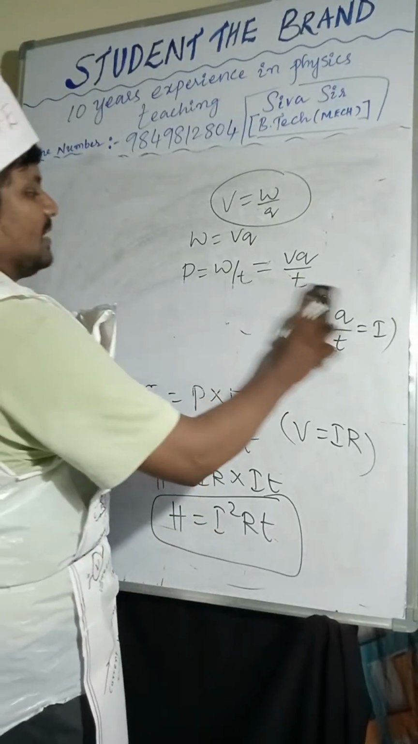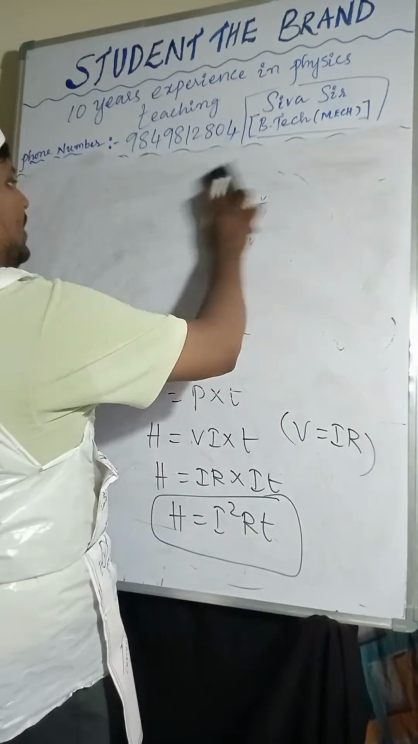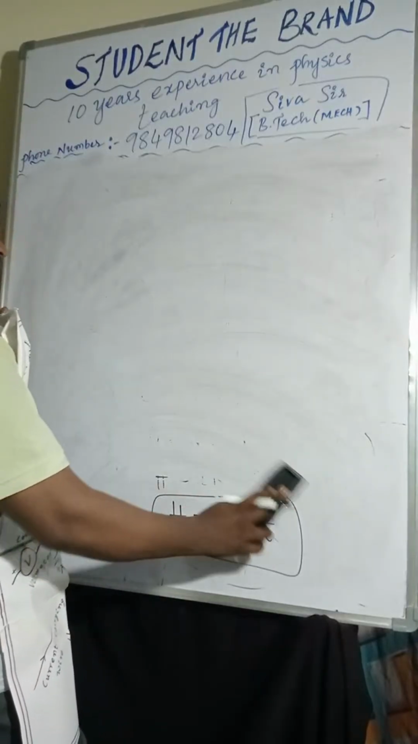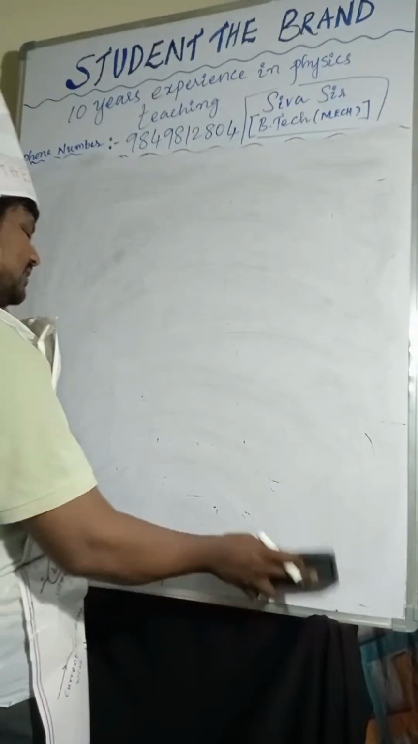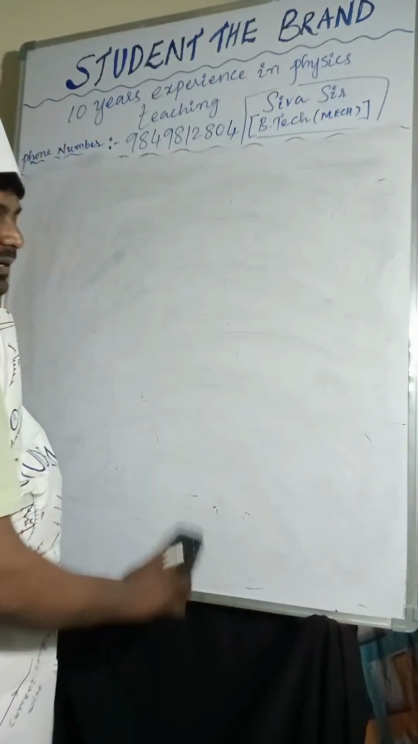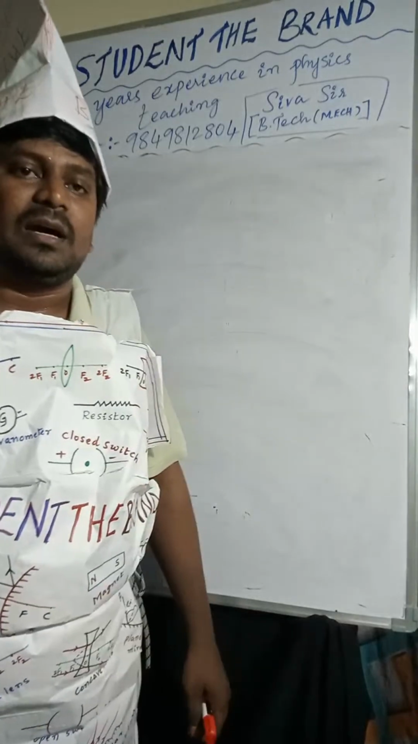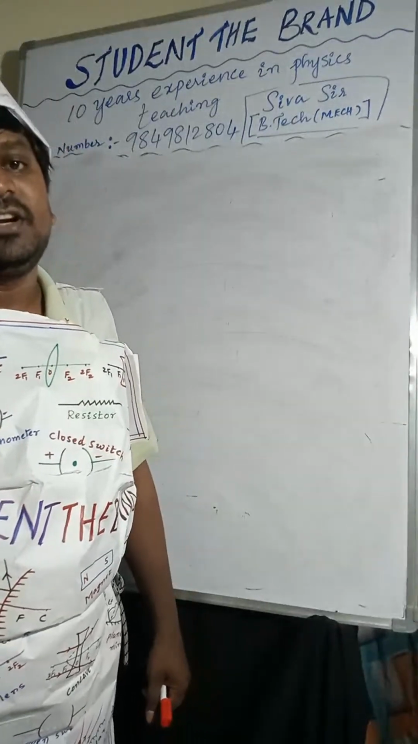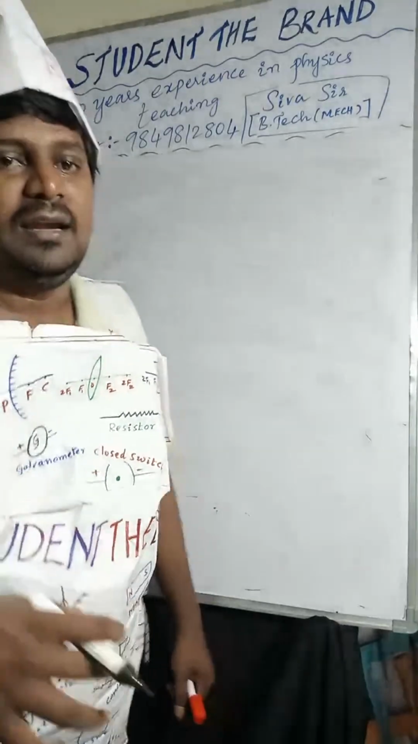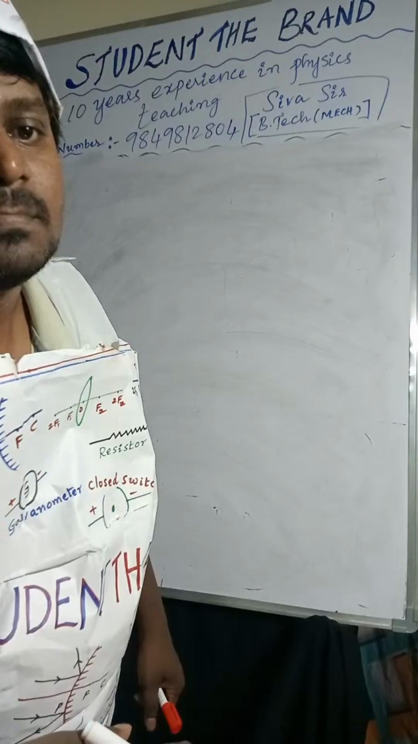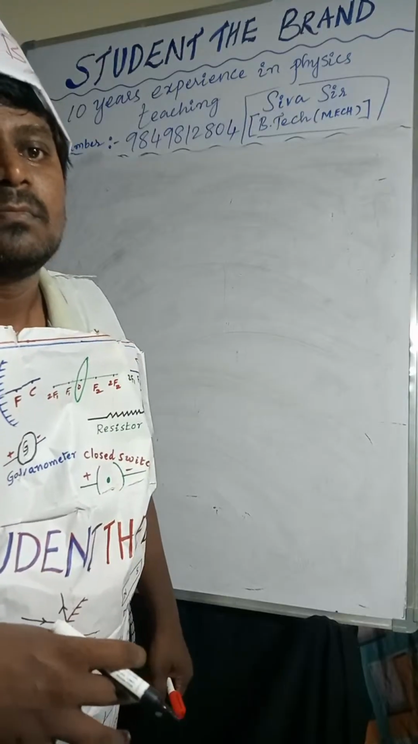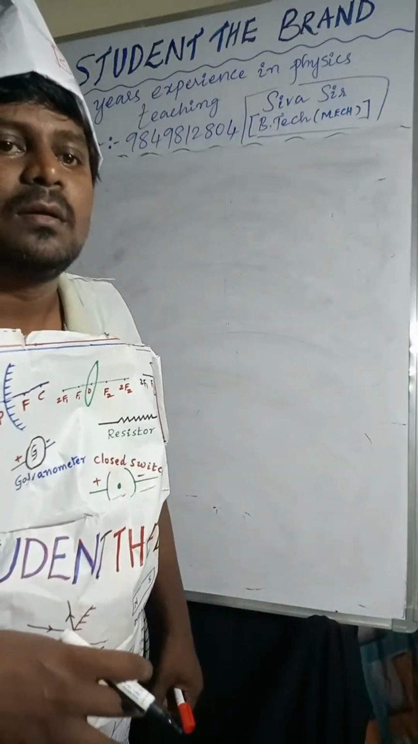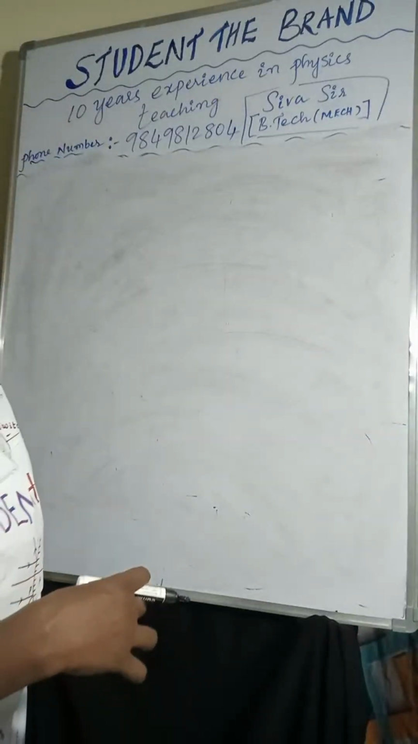Applications of heating effect of electric current. Electrical cooker, electrical oven, heater, like iron box. These are all examples of the heating effect of electric current.